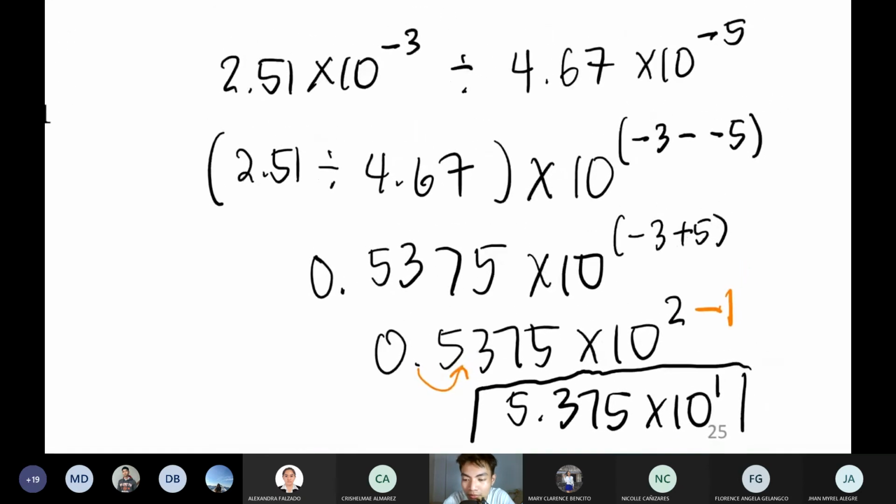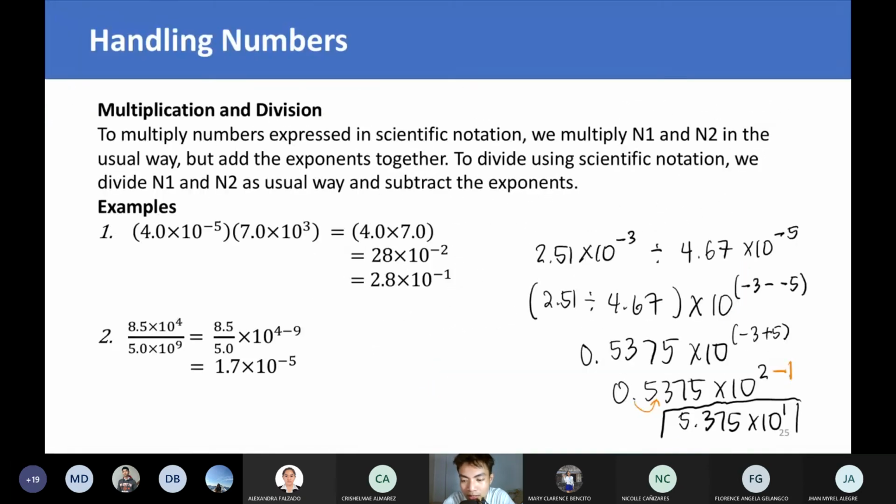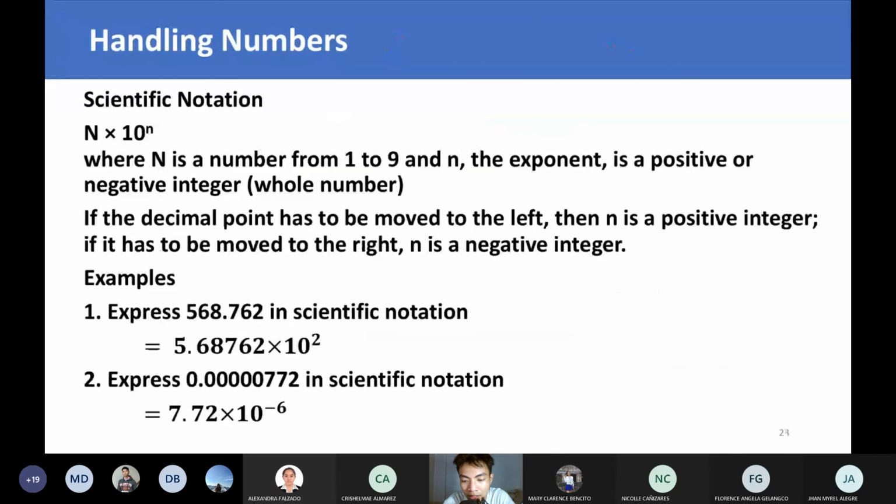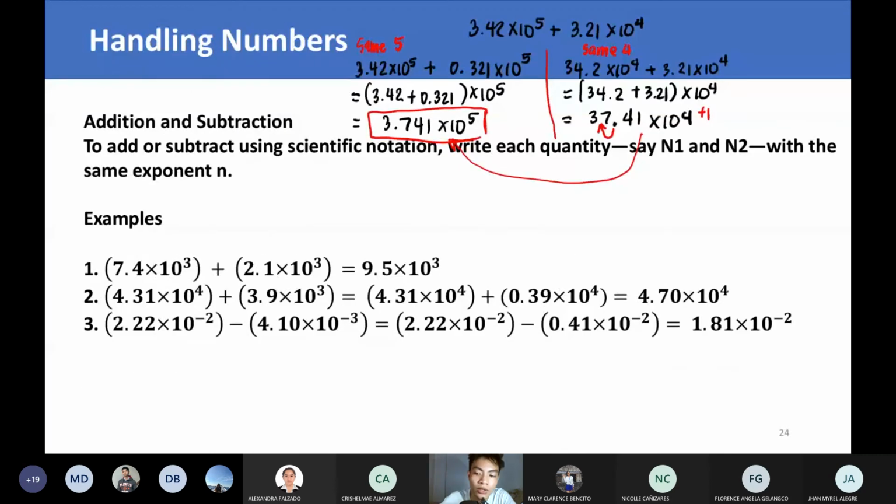So, ganun lang kapag division. Okay. So, let's sum up. Addition. Ano yung ginagawa kapag addition? You copy. The exponents must be the same. So, if not, mag-a-adjust ka ng isa. And you do the operation sa inyong coefficient. You add or you subtract your coefficient and make sure that the final answer must be in the correct format.